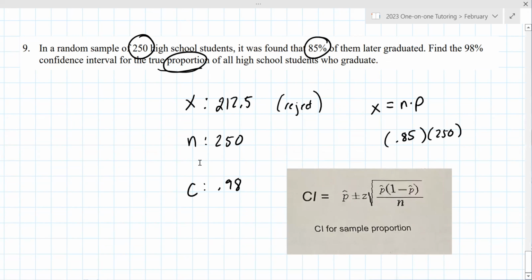Okay. So would you like us to do this using the confidence interval formula now? Yes, please. Okay. So sometimes this isn't very helpful. We need P. What is P in this problem?